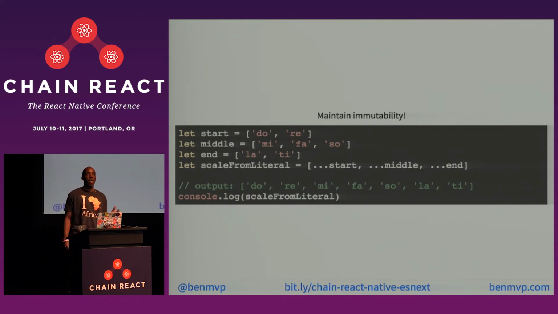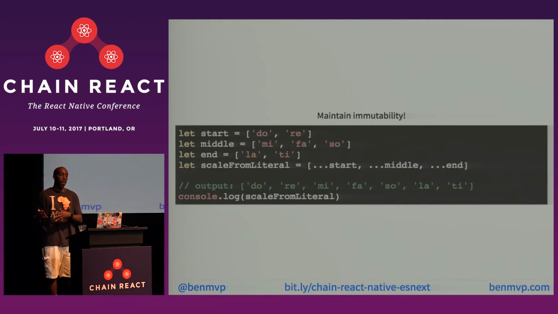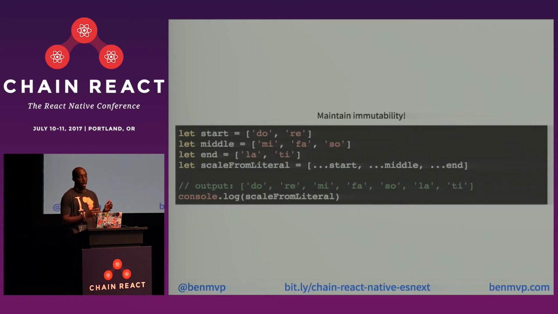We have three different arrays that have chunks of the musical scale, and I want to create an array that has the whole scale, all seven parts of it. Instead of doing an empty array and pushing on it, looping over it, or maybe using concat that would create intermediary arrays, we can simply create a new array literal and spread in start. So it will be as if this array had do and re, then spread in middle, so it would have mi, fa, and so, and then lastly spread in end, so it had la and ti. As if I declared that array with those seven elements.